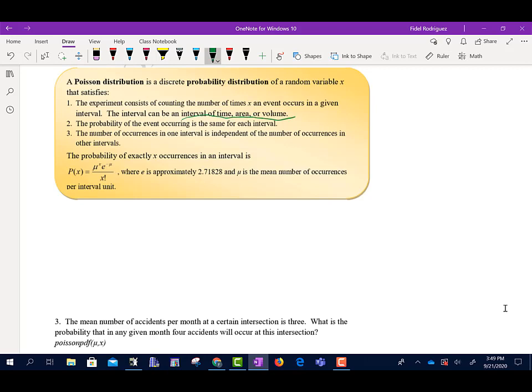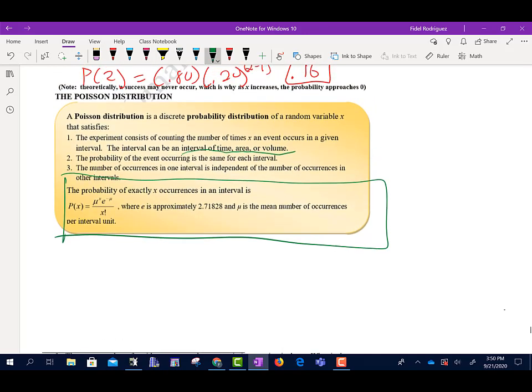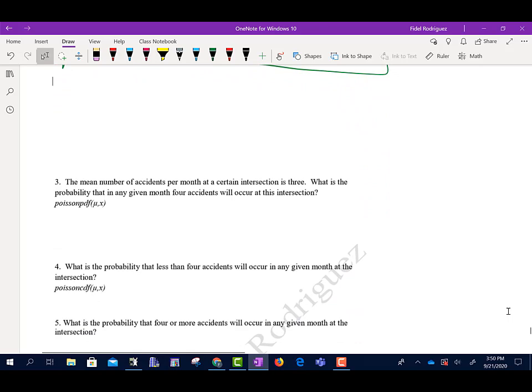Okay. It says the probability of the event occurring is the same for each trial. The number of occurrences in one interval is independent of the number of occurrences in others. The probability of exactly X occurrences in an interval. And we have a formula right here, guys, but we're actually going to use a feature on our calculator, and I'm going to show you how to do that right now. Okay, so let me show you how we're going to do this.